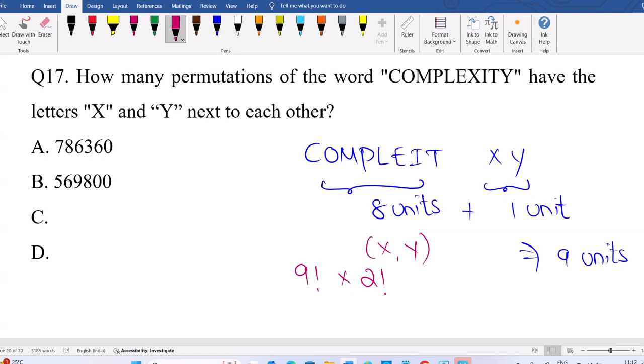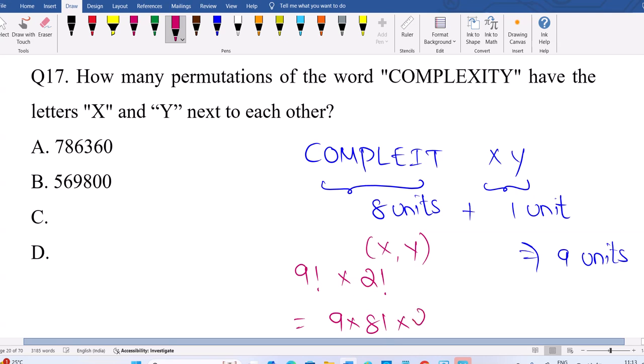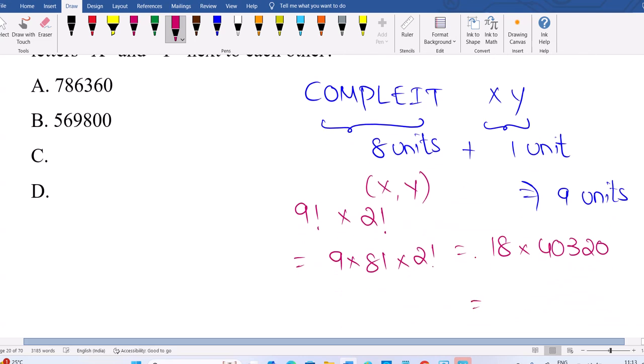Right. So think what we can do in exam. When they give options, sir, is it recommended to do this entire calculation? Actually, 8 factorial is 40,320. As per my thought process, 9 into 8 factorial into 2 factorial. 9 into 2 is 18. 18 times 40,320 gives 7,25,760, which is required.